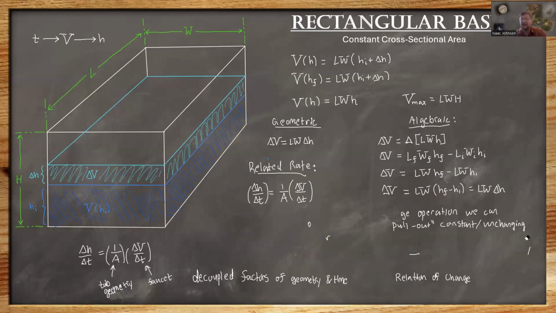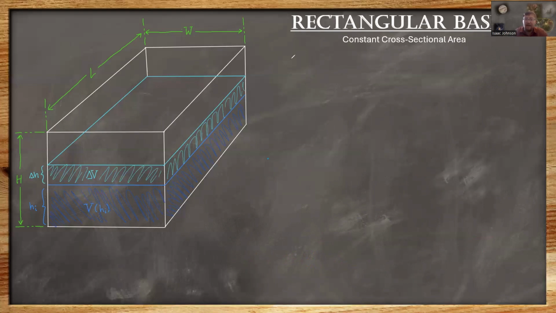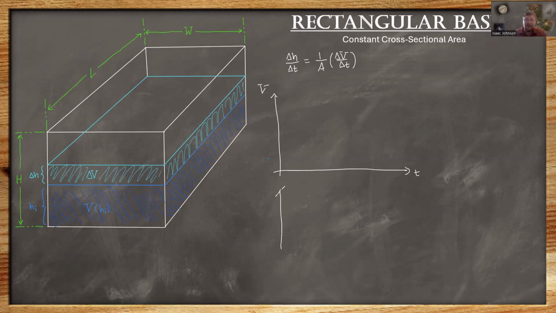As far as graphs go, because I feel like the graphs, I'm just going to clear this. So we had delta H over delta T equal to 1 over cross sectional area, which was constant for this tub, times the volumetric flow rate. Now we're going to draw three graphs. One of them is going to be a volume to time graph. One of them is going to be a volume to height graph. And the last one is going to be a height to time graph.